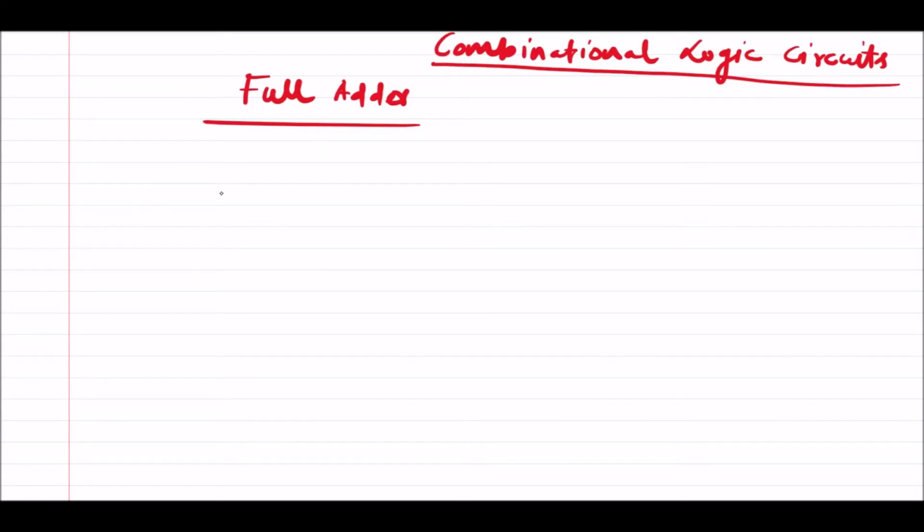In this session, we will see how to design a full adder. In the previous session, we have seen that a full adder is a 3-bit adder, where 2 bits along with the carry input produce the sum and carry output. In the previous session, we have also seen how to design a half adder.